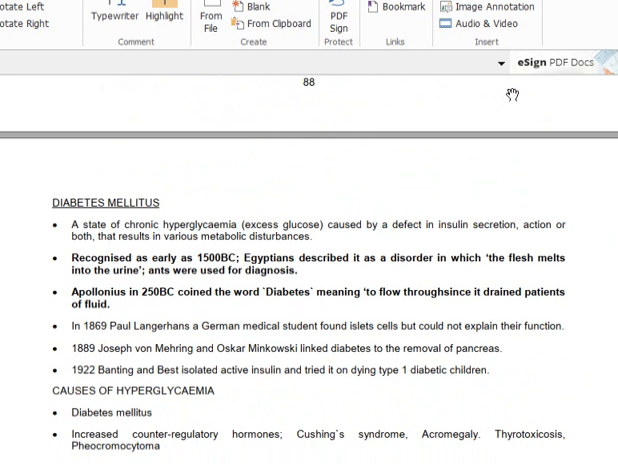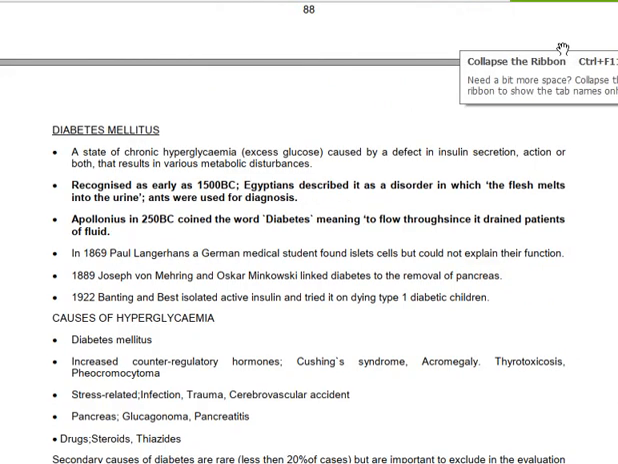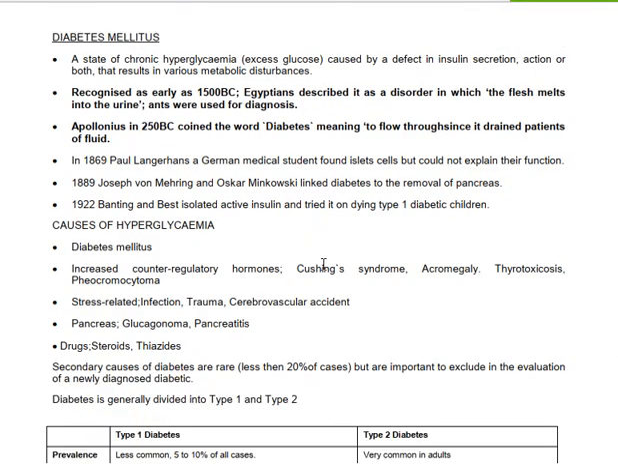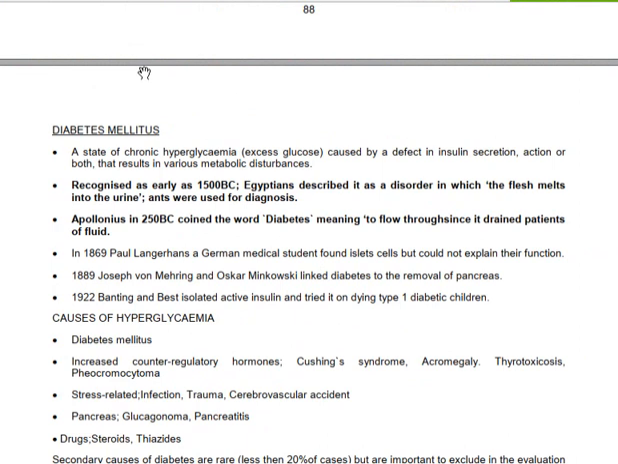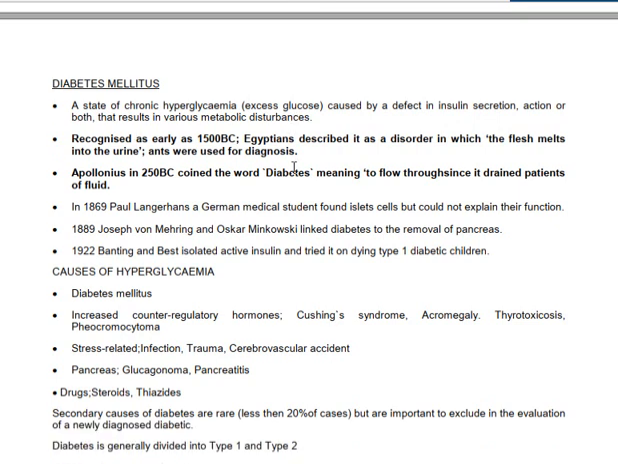Now the next thing that we are going to speak about is diabetes mellitus, which is a disease. Diabetes mellitus is a state of chronic hyperglycemia where you have excess glucose level, which is caused by a defect in insulin secretion, where it's insulin dependent diabetes mellitus, or you have a defect in insulin action, or you even have both. Is it clear? The result is going to be a metabolic disturbance. So you can visualize the issue of diabetes here. I'm not going to speak about that.